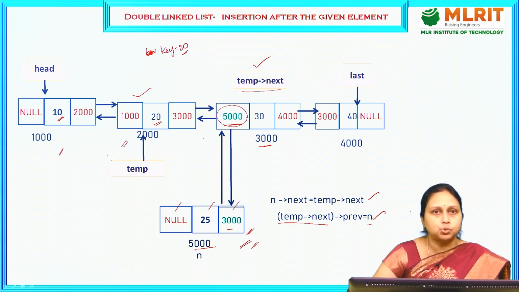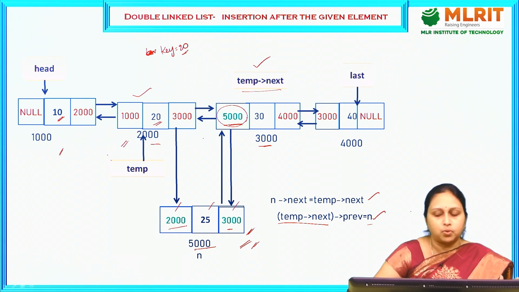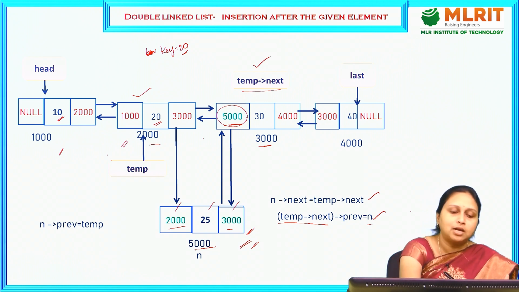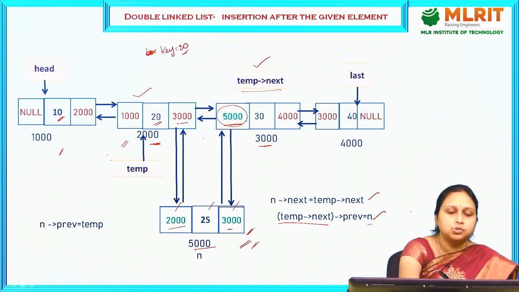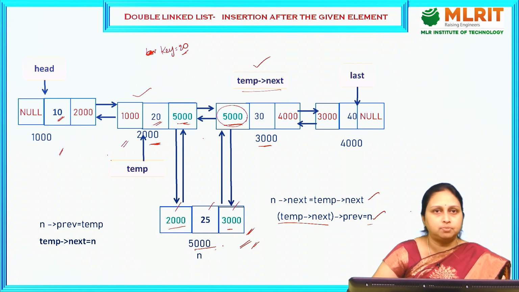Next, coming to the next one, we need to make the left connections. Observe, I am storing this 2000 into this location. Now, what is the step we need to write? N arrow previous equal to temp. The 2000 address name is temp. That's why we need to assign n arrow previous equal to temp. Next, the other connection also we need to make. That is, here we need to store the address of this 5000. That is nothing but temp arrow next equal to n. These are the 4 steps we need to represent.